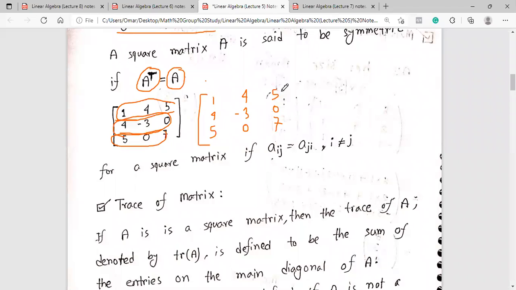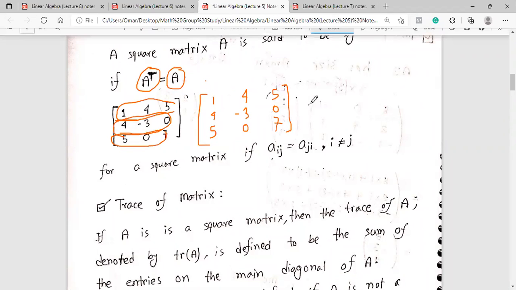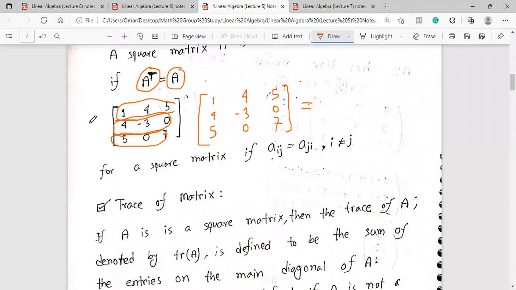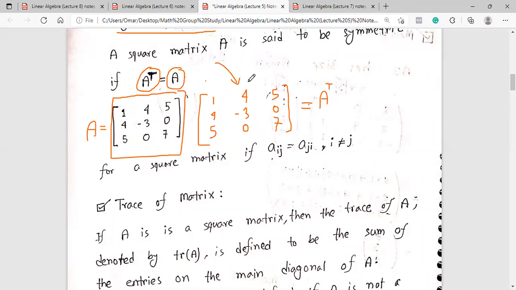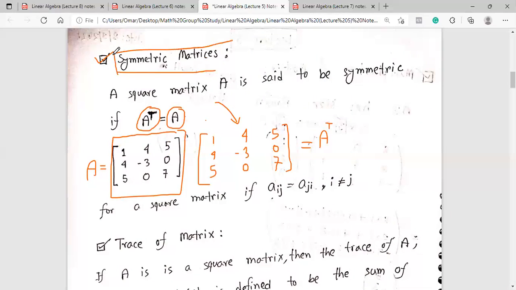So you will see these two matrices. If this first matrix is A, then the second matrix will be AT, or the transpose matrix of A. So we can see that all the entries are the same, right? All the entries from this matrix and from this matrix are the same, right? That's why they are symmetric matrices. Okay, guys, can you understand?